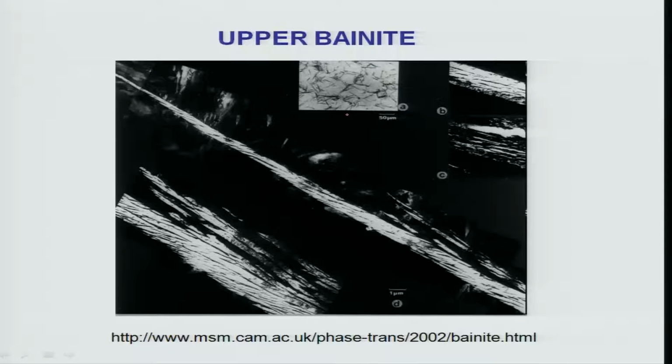Okay, so I am going to show you again. This is the upper bainite. You see here there are many plates of alpha, and in between the plates there is cementite. Very clearly you can see here, these black things are cementites. This is actually taken from the website of Professor Harry Bhadeshia from Cambridge University.